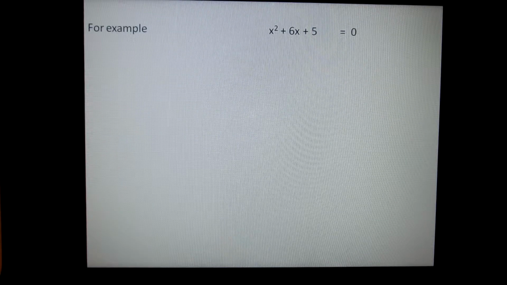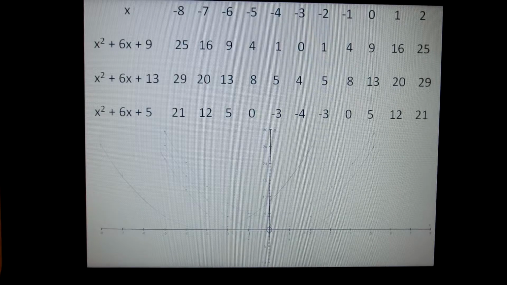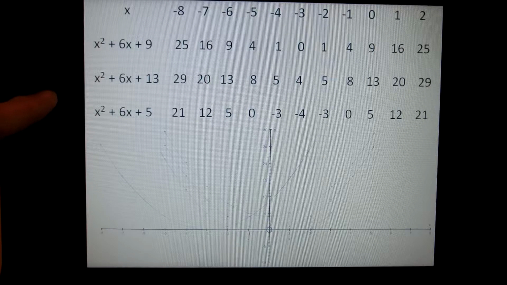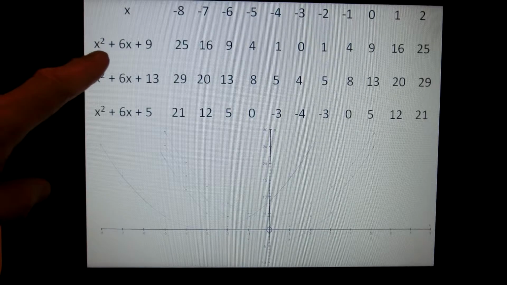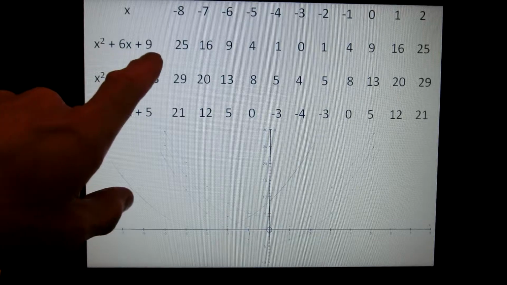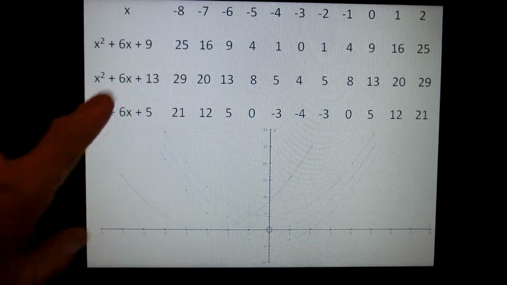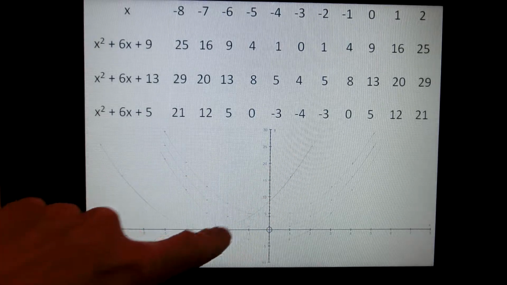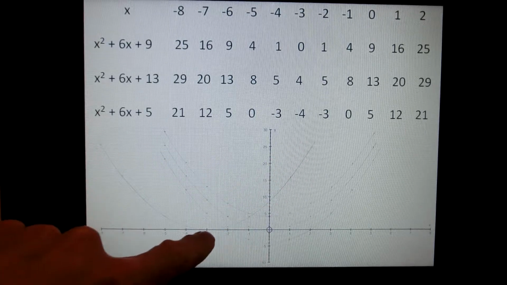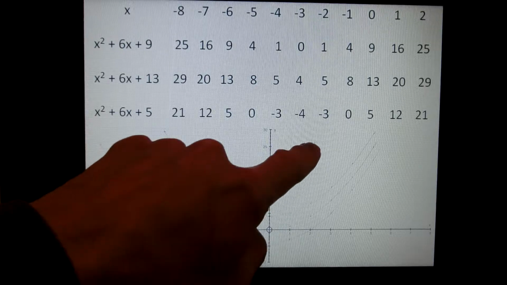For example, taking this square or quadratic equation as an example. In the video lesson about square or quadratic relationships and graphs, it'd be a good idea to re-look at that video lesson to understand this. From that video lesson, we plotted the graph of x squared, how this expression changed in value. So for x squared plus 6x plus 9, the graph of the relationship is this graph here. It goes down, it bottoms out here at 0 and goes up to 25 and up to 25 here.